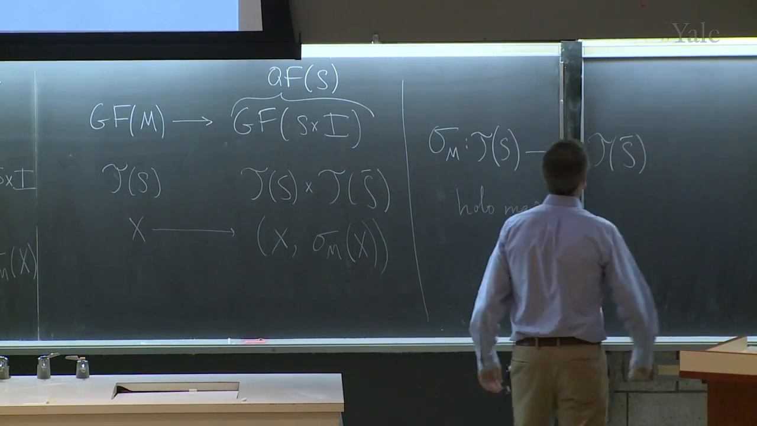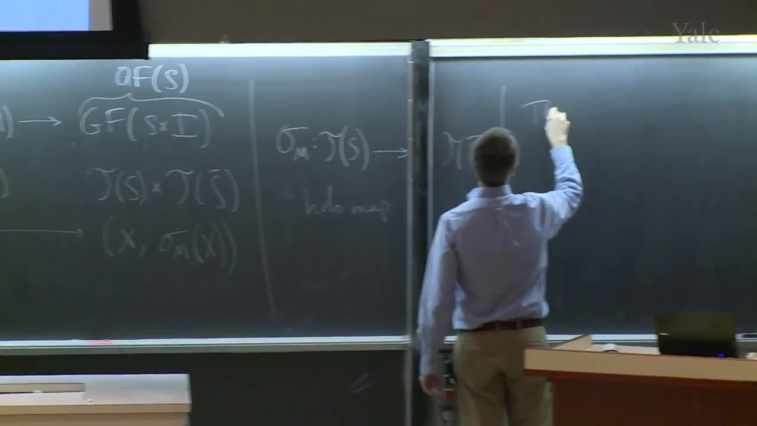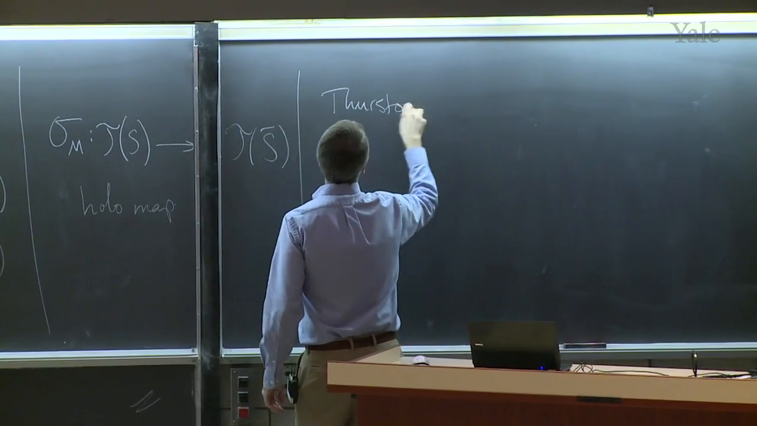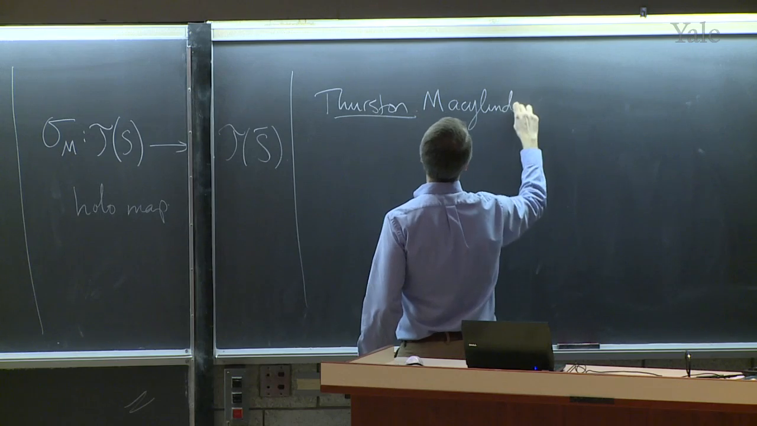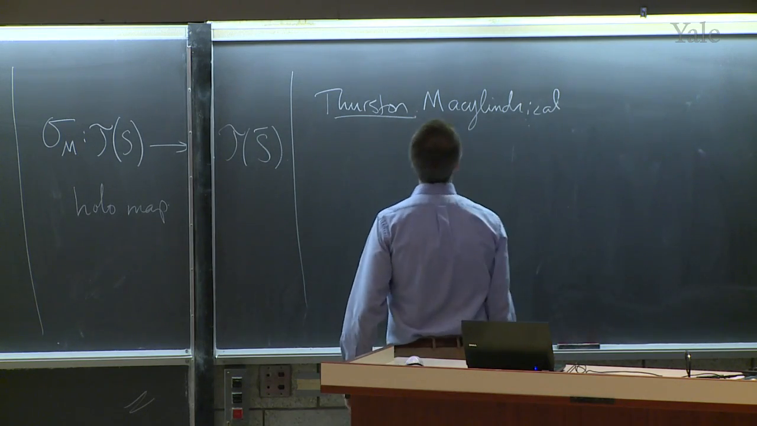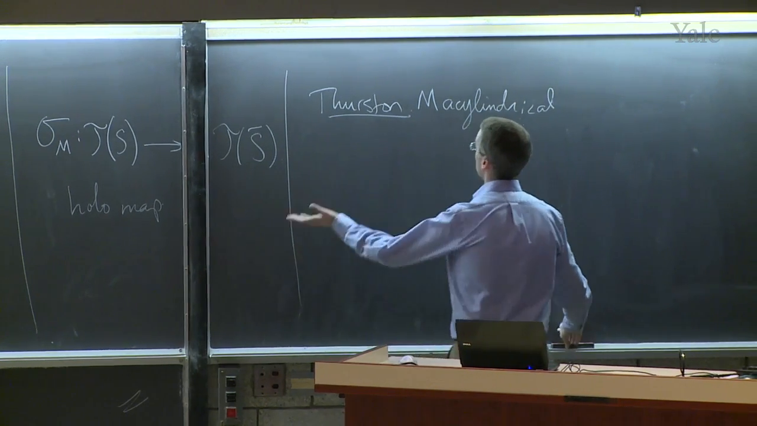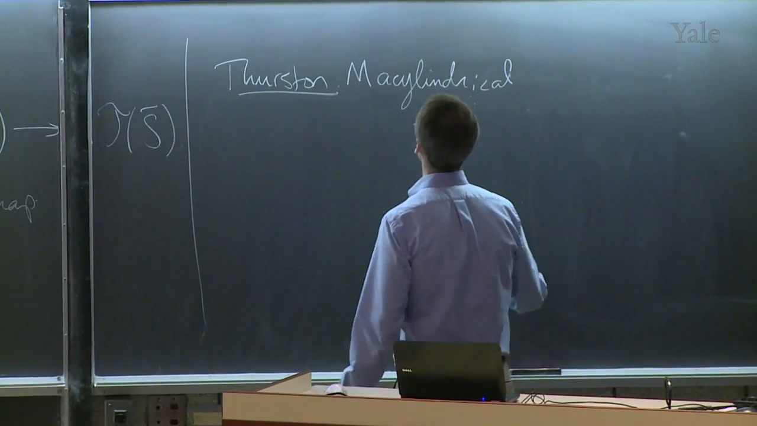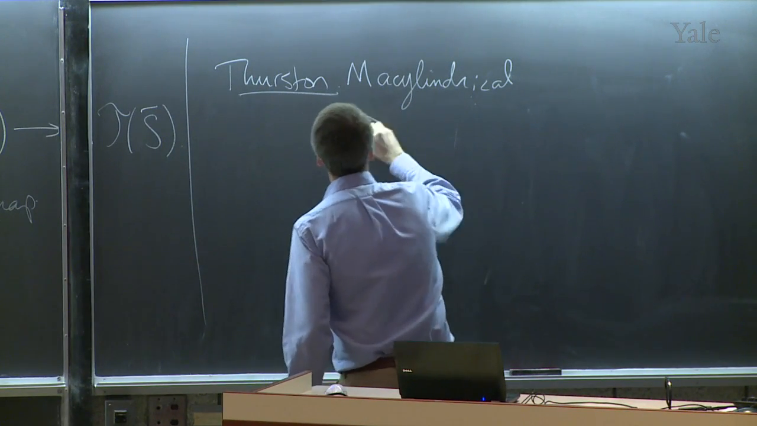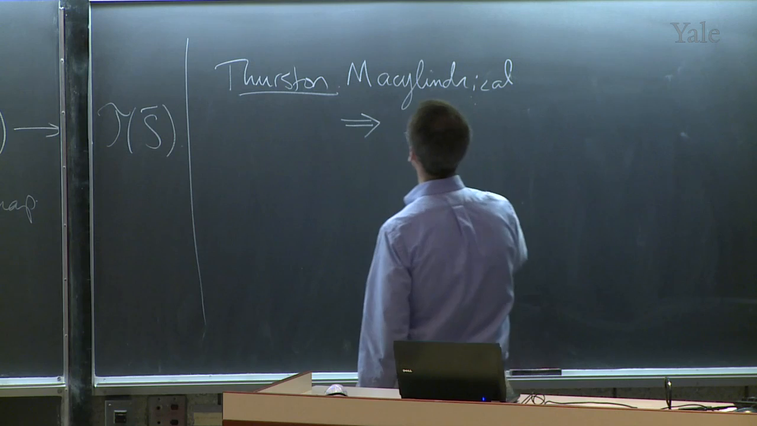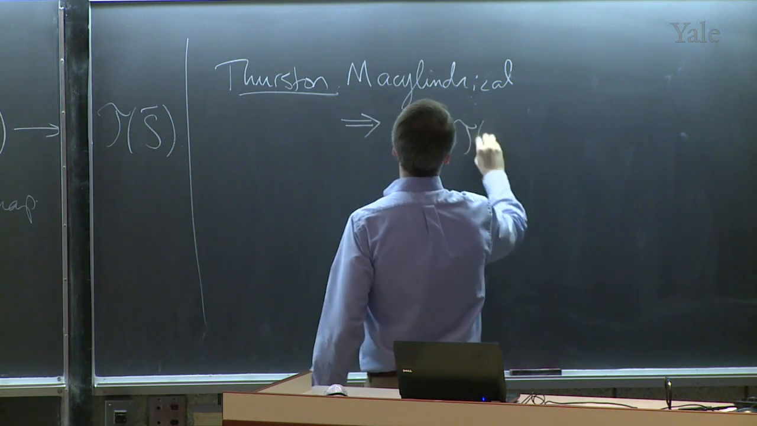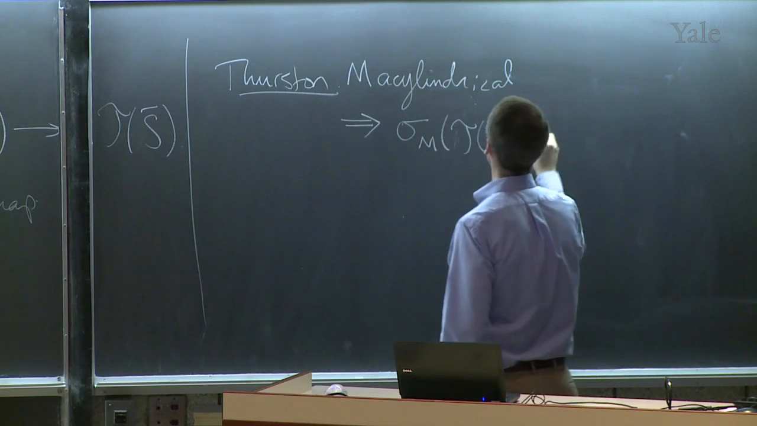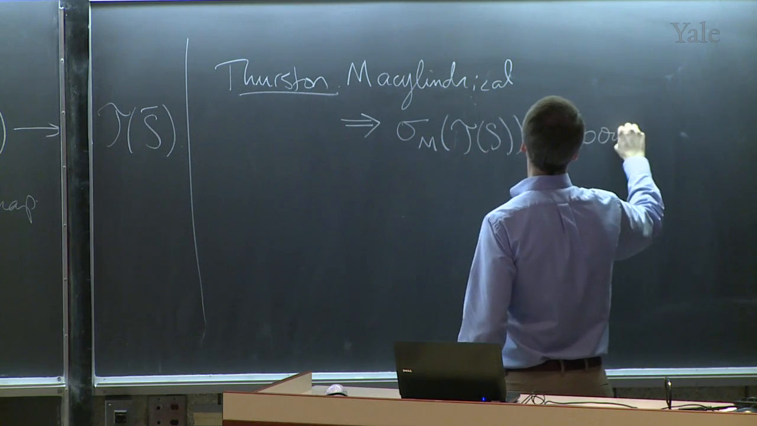And Thurston showed that if M is acylindrical, which is something that follows from our assumption that it has totally geodesic boundary, but I'm stating this in the generality in which the skinning map exists, then the image of the skinning map is a bounded subset of Teichmueller space. This is Thurston's bounded image theorem.